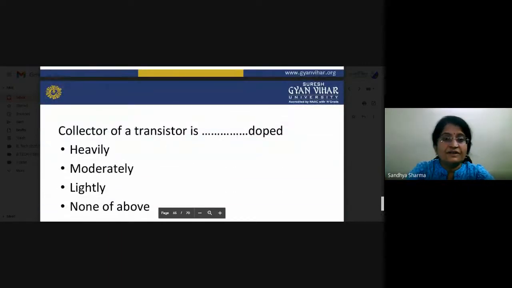Now, the doping of the collector of a transistor. What is the role of doping in different parts of your transistor? It is a very important point in our transistor. Doping plays a very important role in the manufacturing of our transistor.